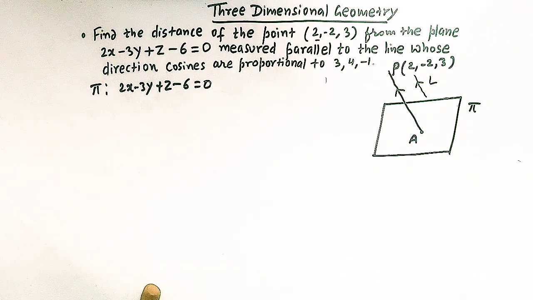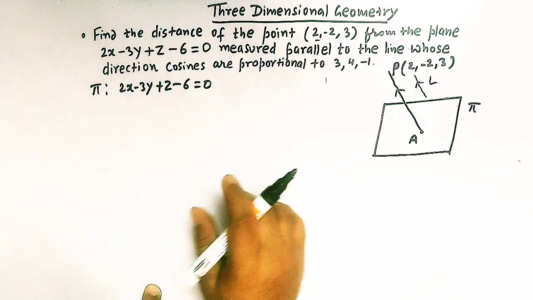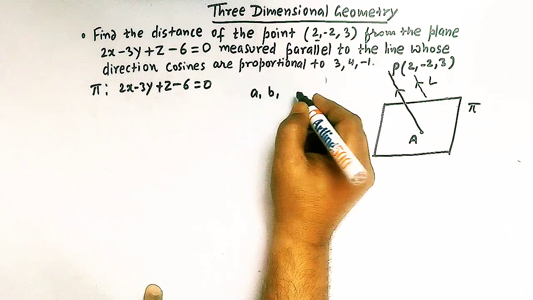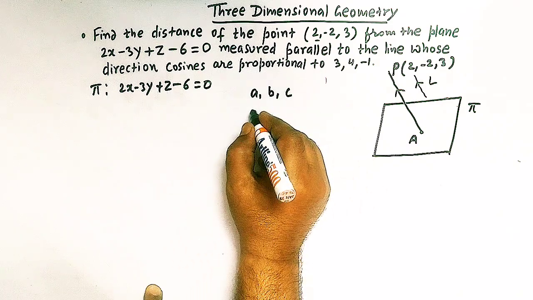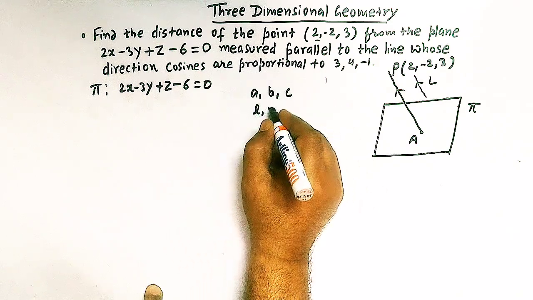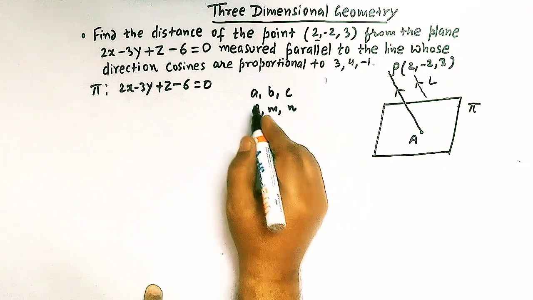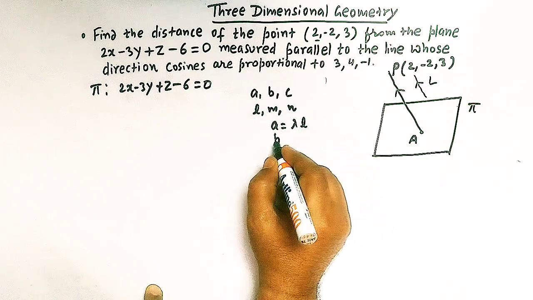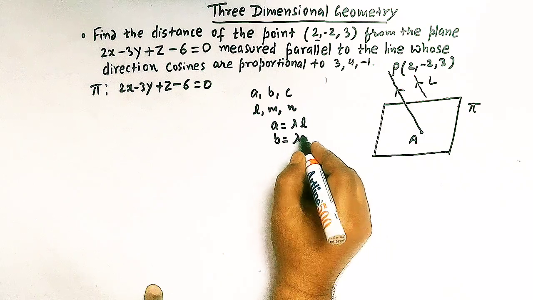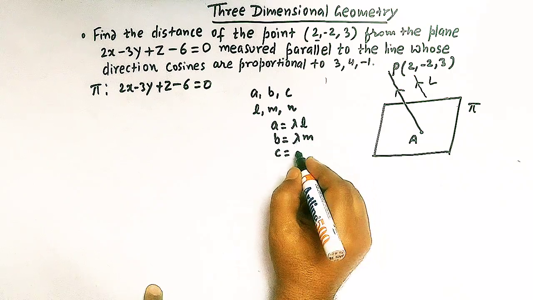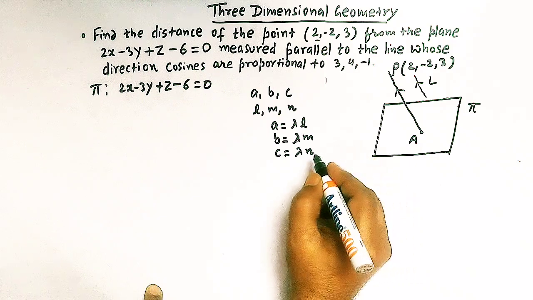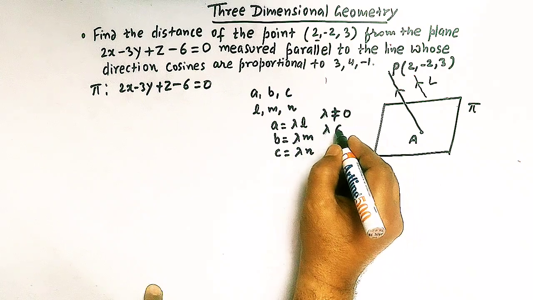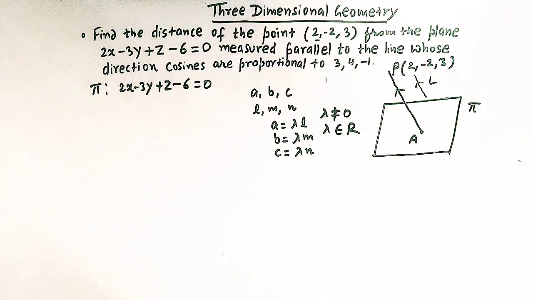Now, according to the definition of direction ratios of a line, we know that if the direction ratios of a line are a, b, c, and the direction cosines of the line are l, m, and n, then a is equal to lambda l, b is equal to lambda m, and c is equal to lambda n, where lambda is not equal to 0 and lambda belongs to the set of real numbers.